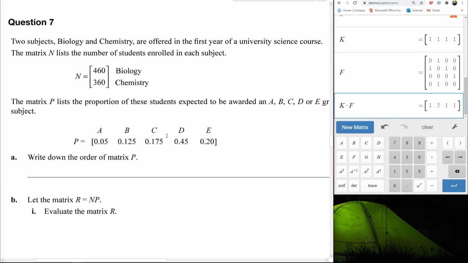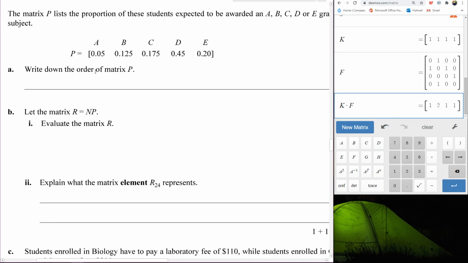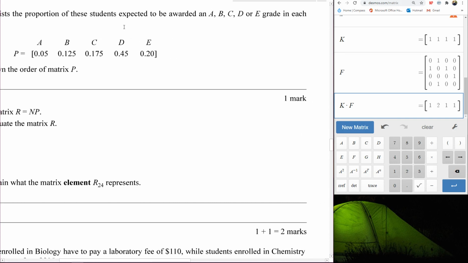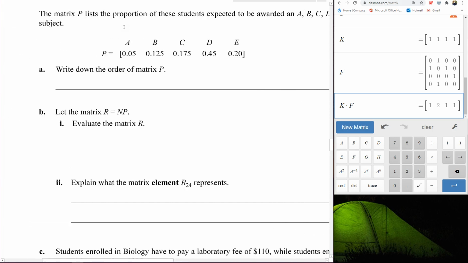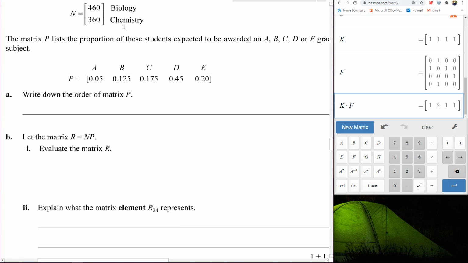2 subjects, biology and chemistry, are offered in the first year of a uni course. Matrix N lists the number of students enrolled in each. So here you've got matrix N. The column would tell you how many students there are altogether, so if you added all this up, the number of students altogether. Rows will tell you how many in each class or each subject. Matrix P lists the proportion of these students expected to be awarded A, B, C, D, or E. So in terms of grading, that's what they might get. Write down the order of matrix P.